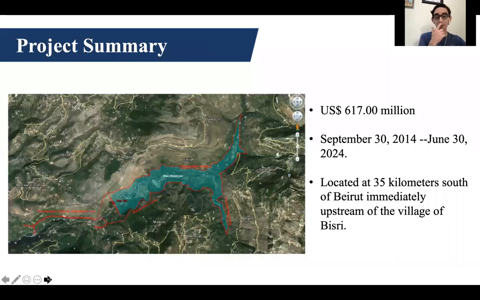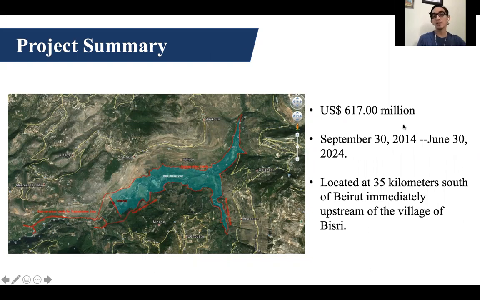A little bit more about the project. This map is where the project is going to be located, or is located, because this is a project that is already going on. As you can see, this is the Bisri Reservoir. This is the one that fills up by itself during the rainy season. And I'm indicating here where the dam is going to be constructed.